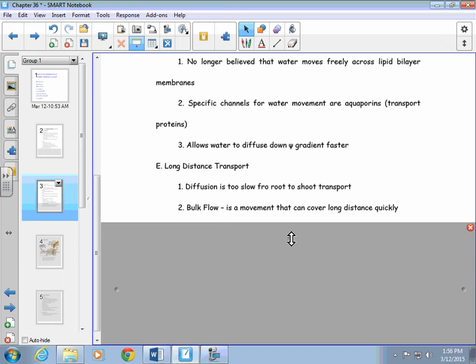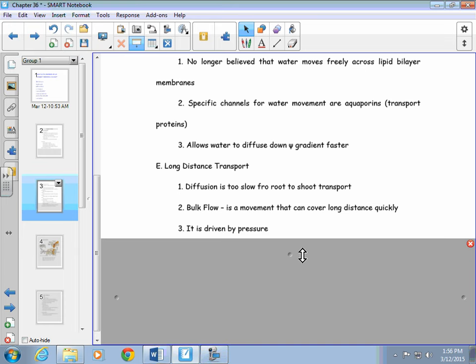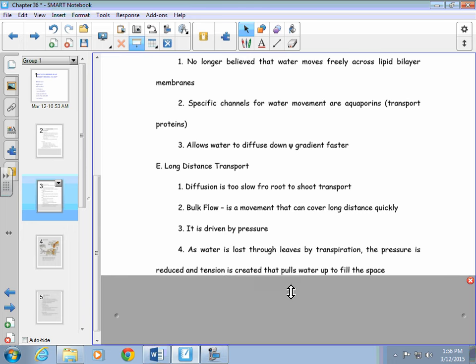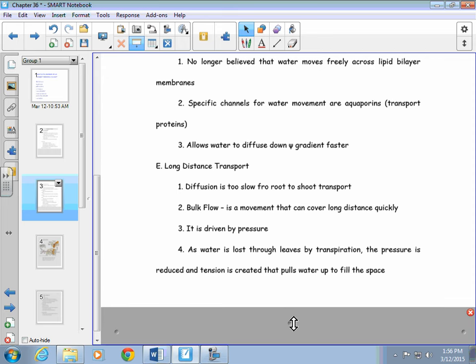Bulk flow is driven by pressure. And as water is lost through the leaves by transpiration, which is the evaporation of water through the leaves of the plant, the pressure is reduced and tension is created that actually pulls the water up to fill the space that there was water there before transpiration.